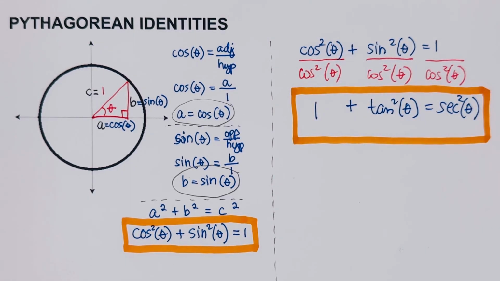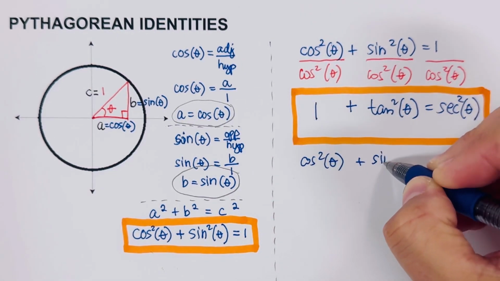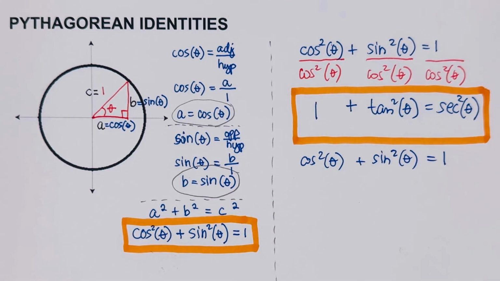Now let's have the third identity. We're going to get it from here. So I'm going to go ahead and rewrite this again. This time around, we're going to divide all of these by sine squared of theta.